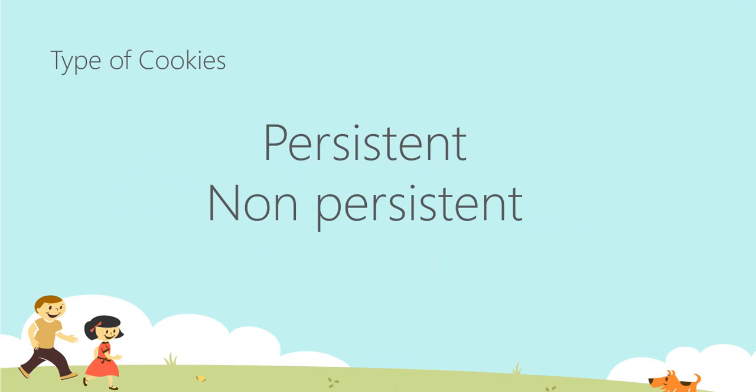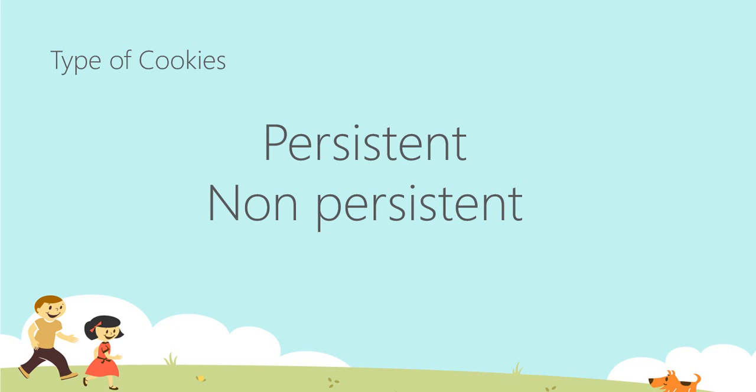So the first one is the persistent cookie and the second one is the non-persistent cookie. Persistent cookie means a cookie that retains itself even after the browser is closed, and the non-persistent cookie is a cookie that will be terminated or wiped out when you close the browser. I hope it is clear to everyone.